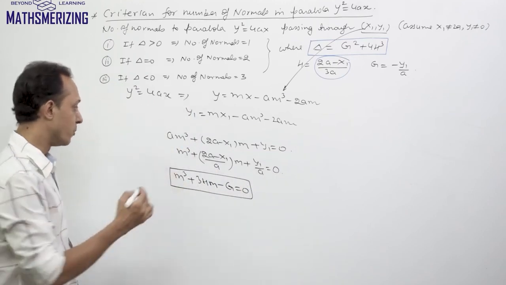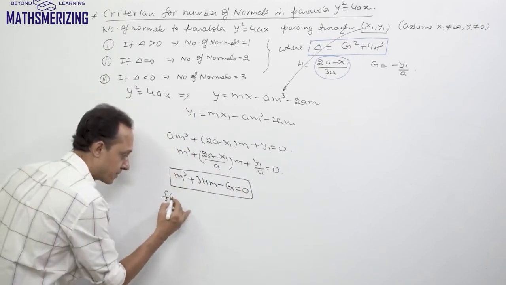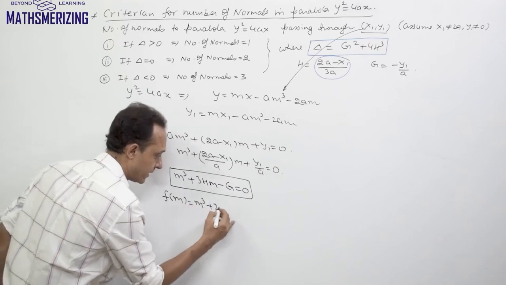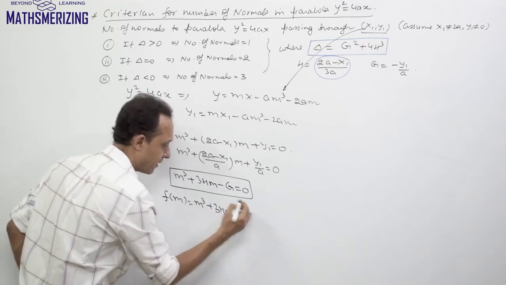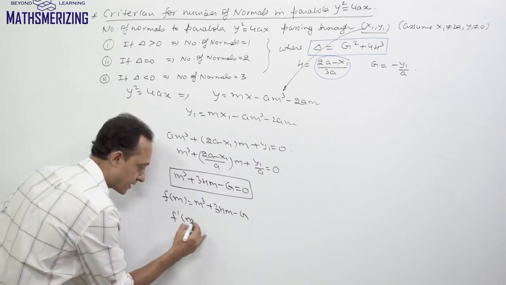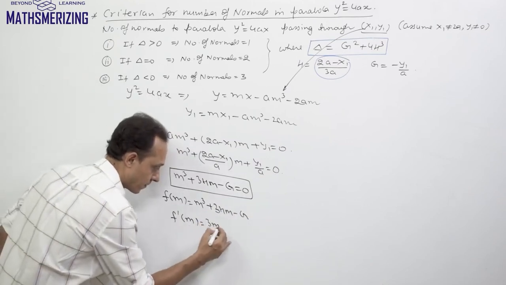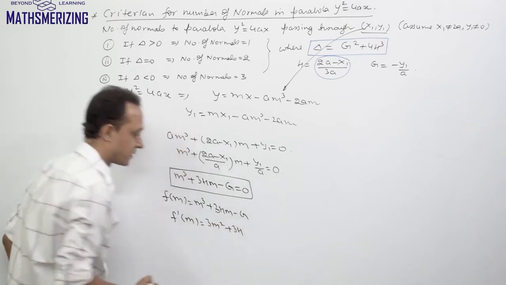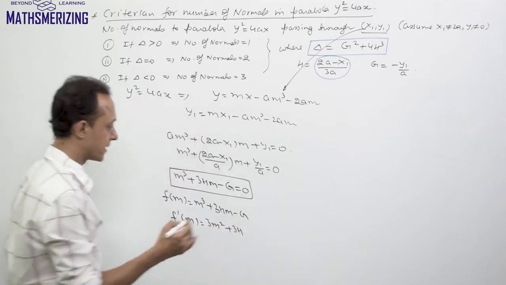Now once we have this cubic equation, I'll write this function f(m) as m cube plus 3hm and then minus g. If I differentiate, I'll write f dash m as 3m square plus 3h.